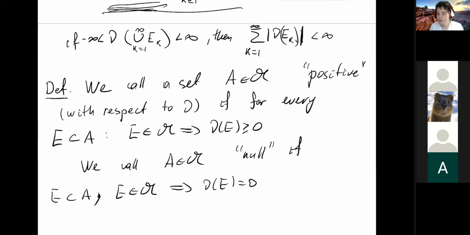It's not even clear, and this is what I encourage you to think about over the weekend. It's not even clear that a positive set exists, because we have this pretty strong condition that for every E, this should be satisfied. So it's absolutely not clear that a positive set exists, but it does, and there exists kind of a master positive set, and this is what we're going to do.